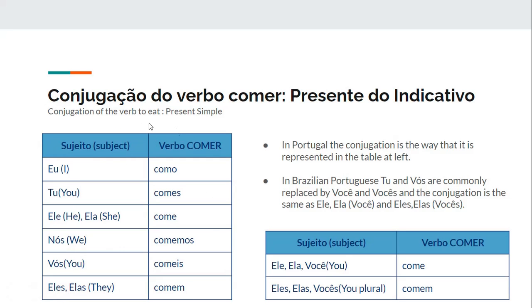Here, for comer, to eat. Eu como, tu comes, ele e ela come, nós comemos, vós comeis, eles elas comem. And here in Brazil, você come, vocês comem.